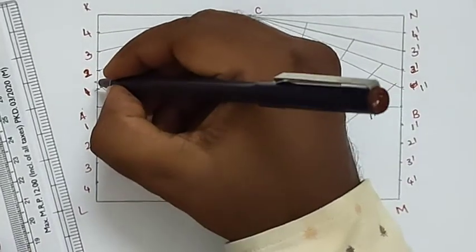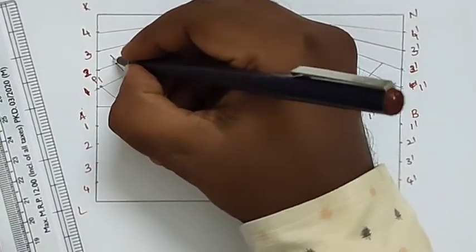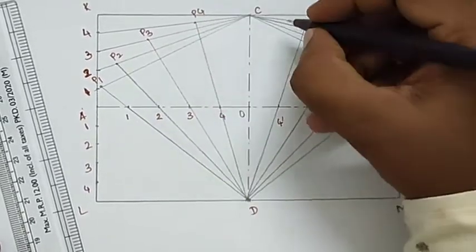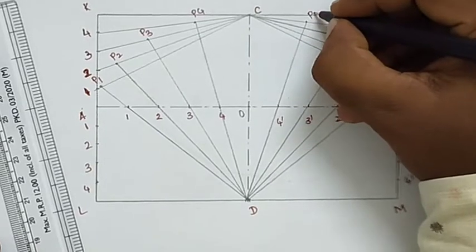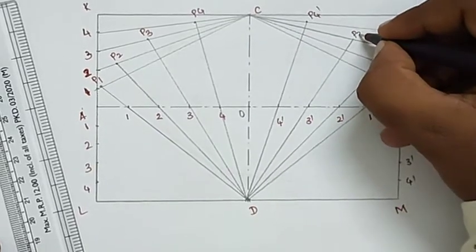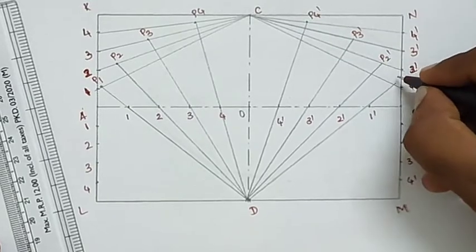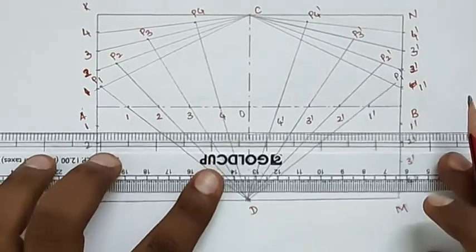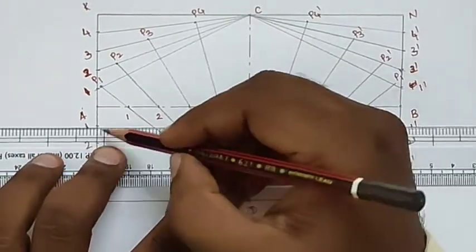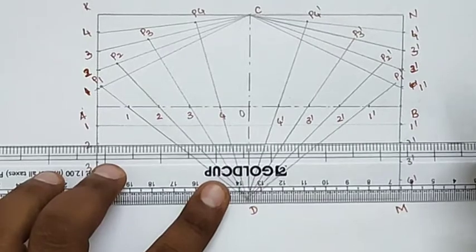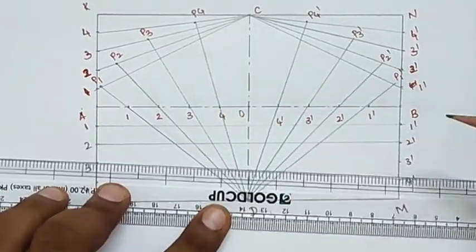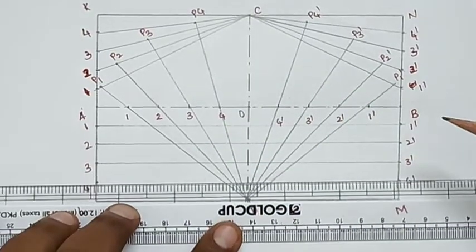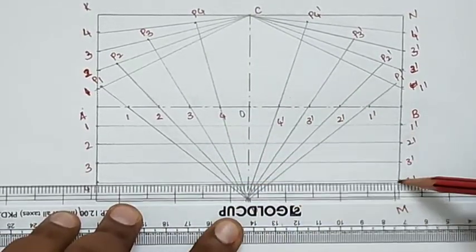So here you will get the different points: P1, P2, P3, P4, and P4 dash, P3 dash, P2 dash, and P1 dash. Now in this direction, you can join the 1 dash horizontal line, 2 dash line, and 3 dash line. You can follow different methods here for constructing an ellipse in the rectangle method.